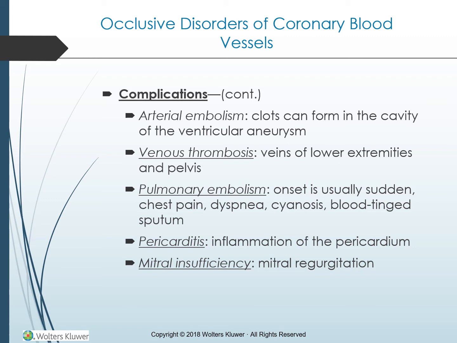Pulmonary embolism. Most pulmonary emboli arise from venous thrombi in the lower extremities and pelvis. They may also arise from the right ventricle after an MI. The onset of a pulmonary embolism usually is sudden, with chest pain, dyspnea, and cyanosis being the first symptoms. The sputum may be tinged with blood.